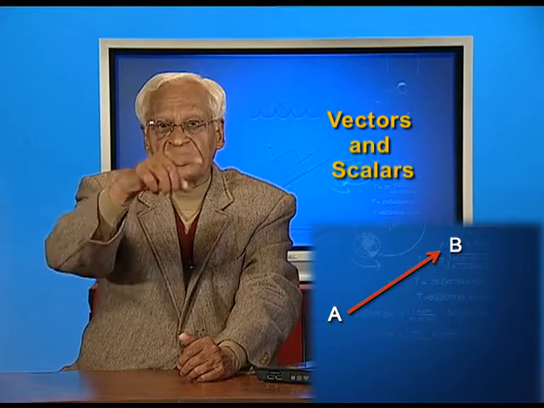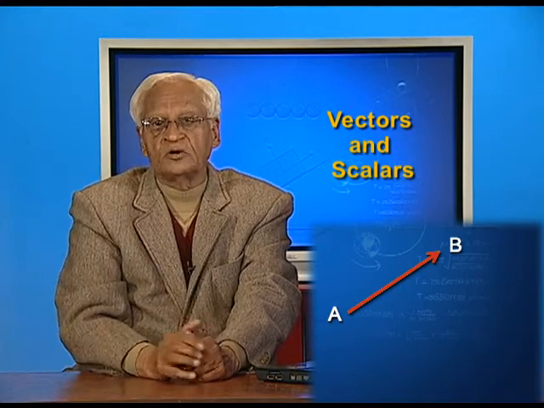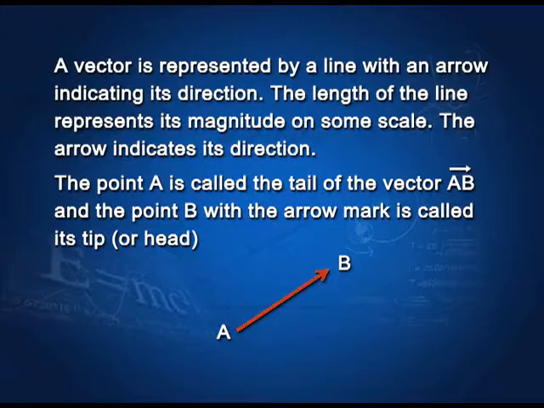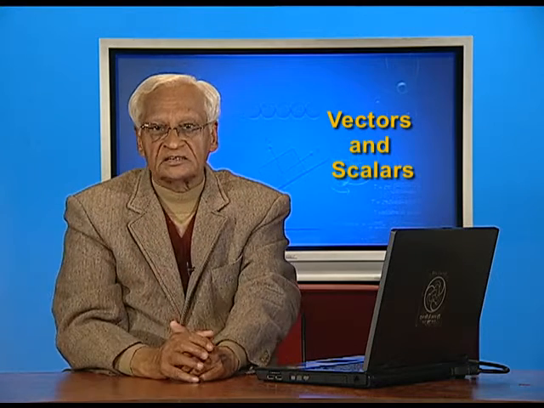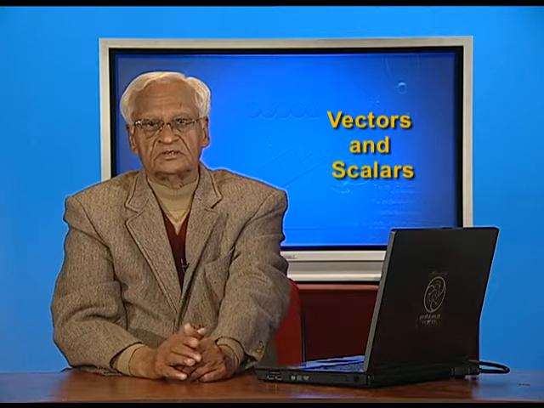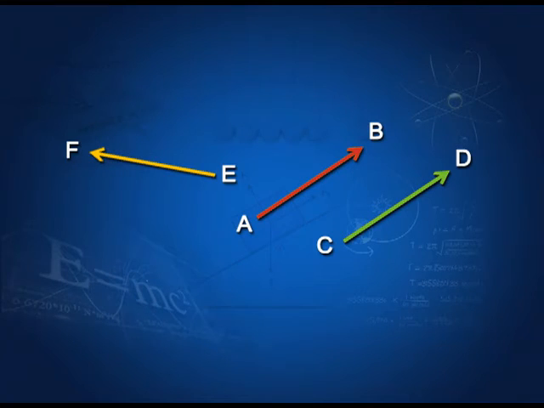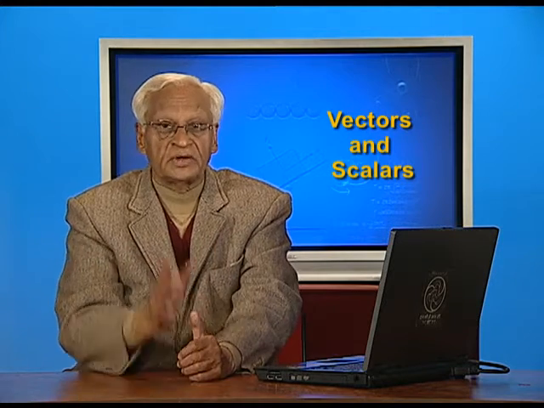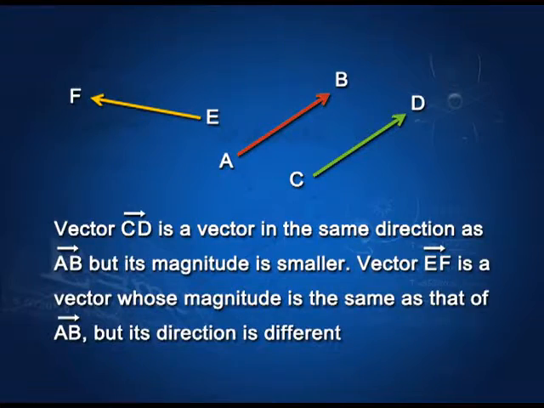B is the point where the arrow points, therefore B is called the tip or the head of the vector. Here I have drawn three vectors. Two of them, vector AB and vector CD, are parallel, but they have different magnitudes. Vector EF has the same magnitude as vector AB because the length of the line is the same, you can check, but its direction is different.